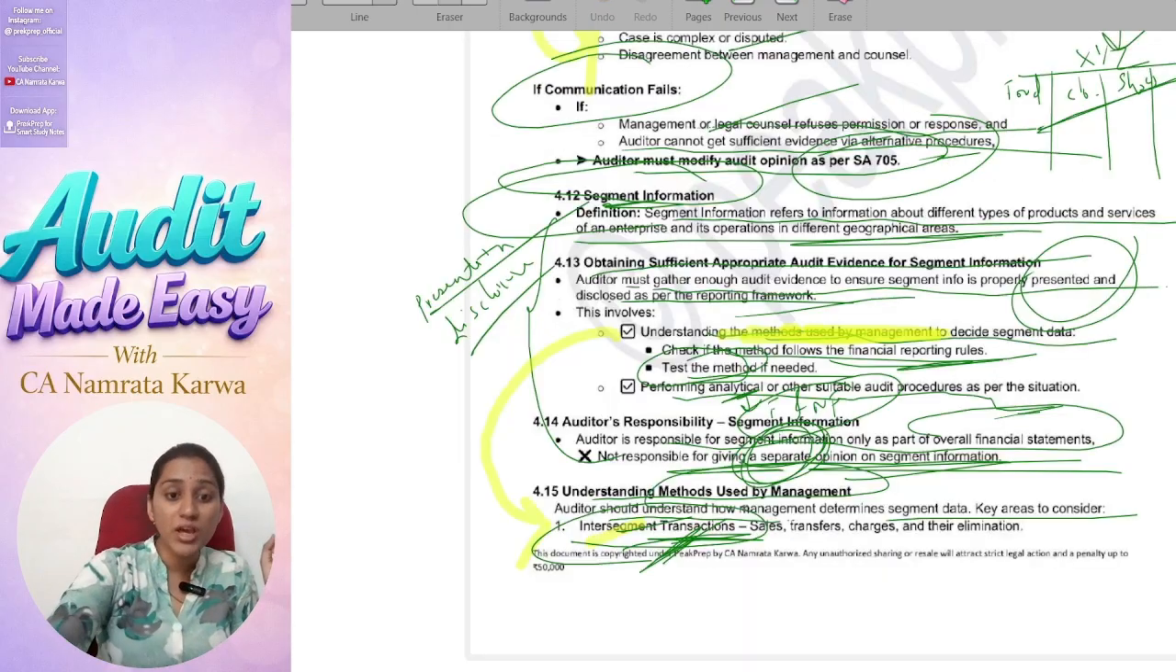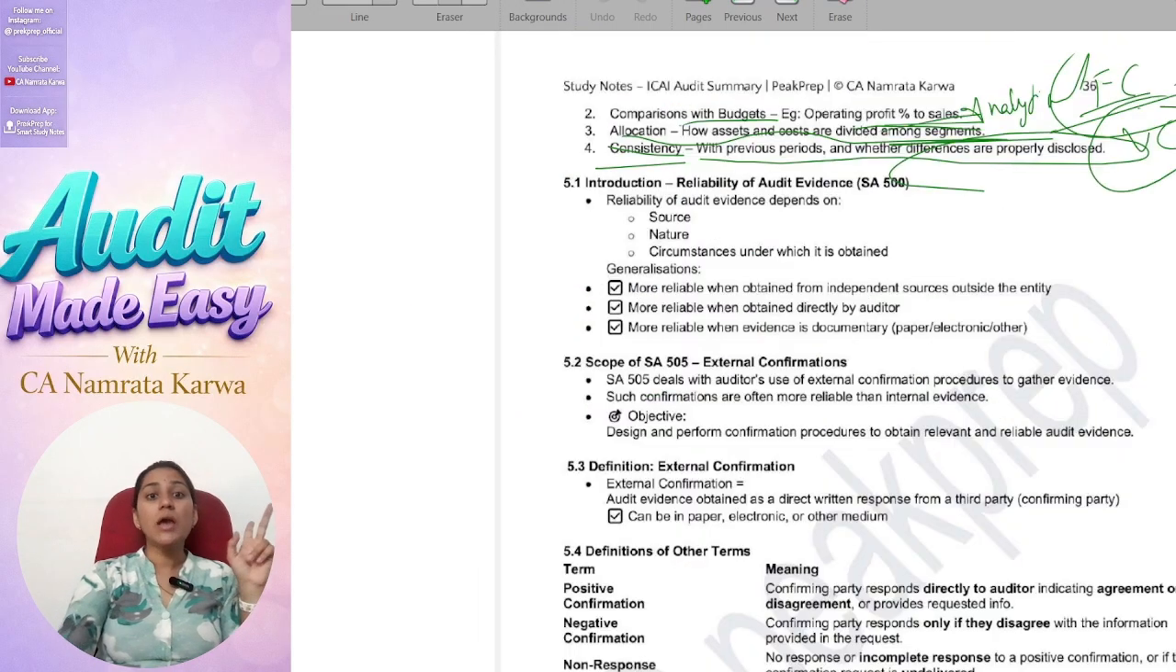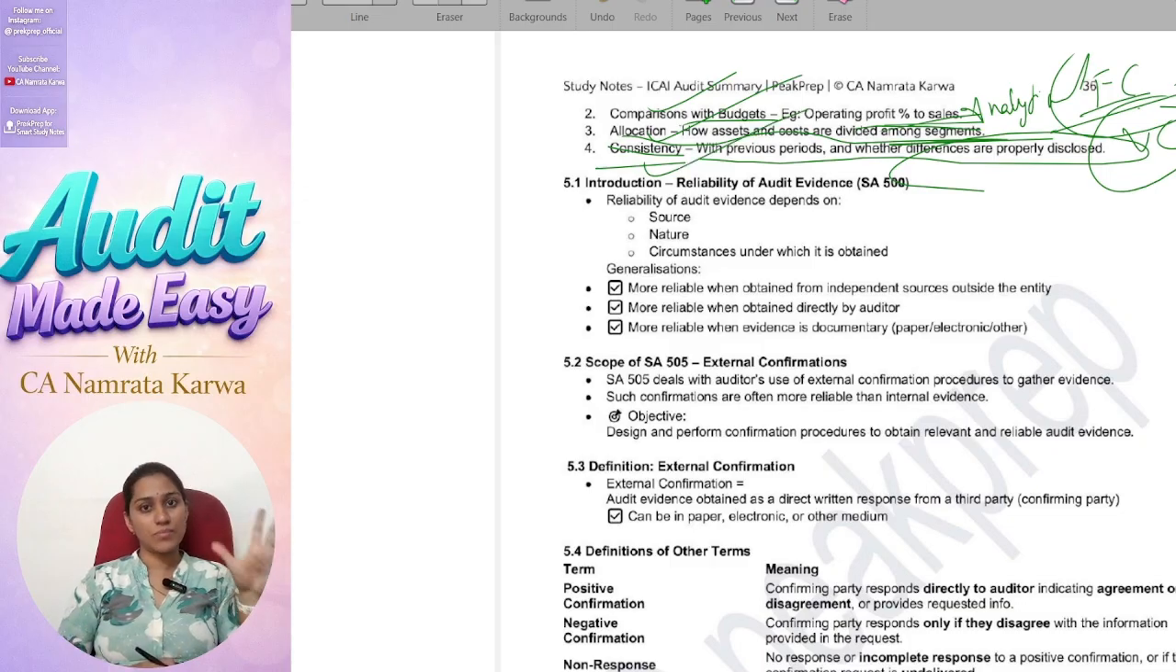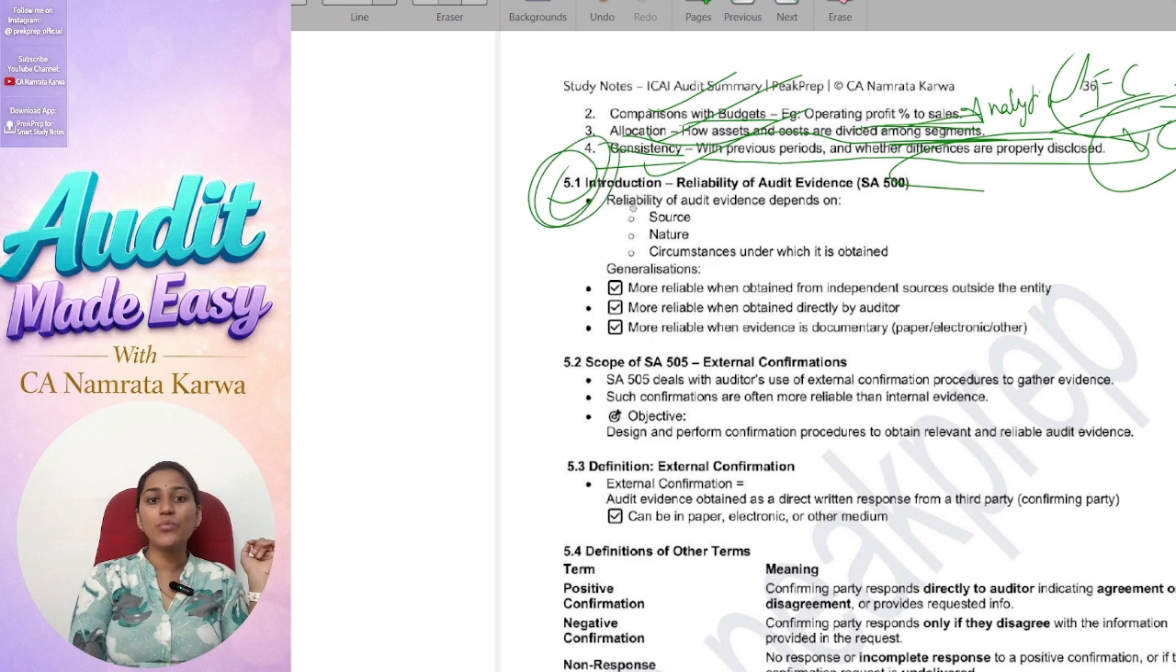So if we are speaking about management methods, what are they? Inter-segment transactions, comparison with budgets, allocation, consistency. Done? Yes, ma'am, done. Okay, I think we have completed this essay, so congratulations. Now what we are going to do is 5.1, just a quick introduction.